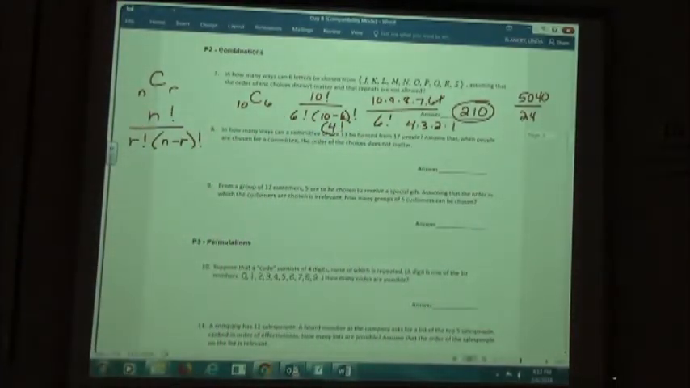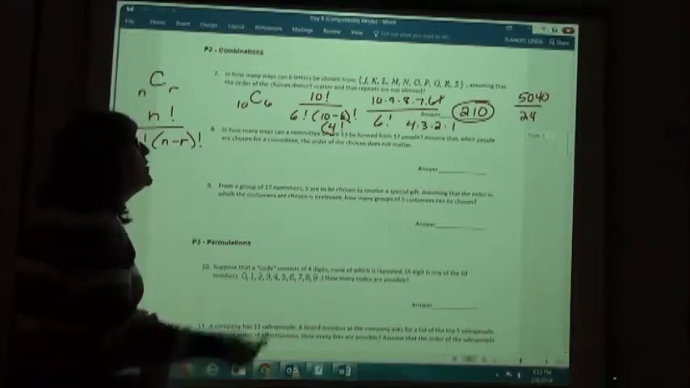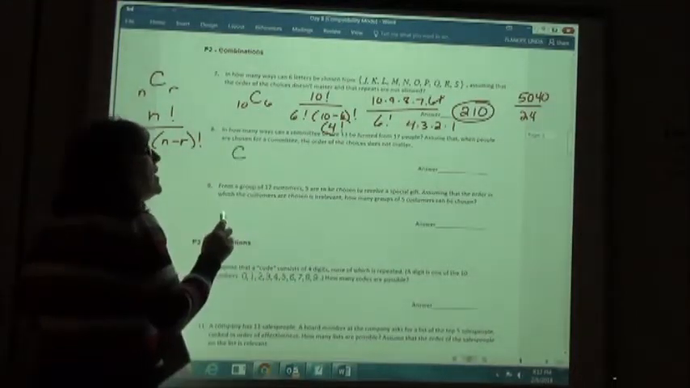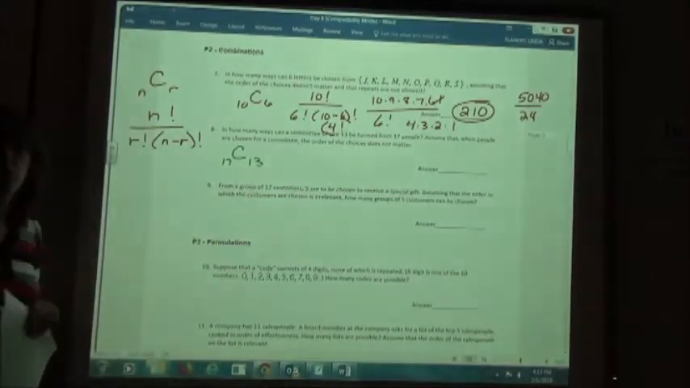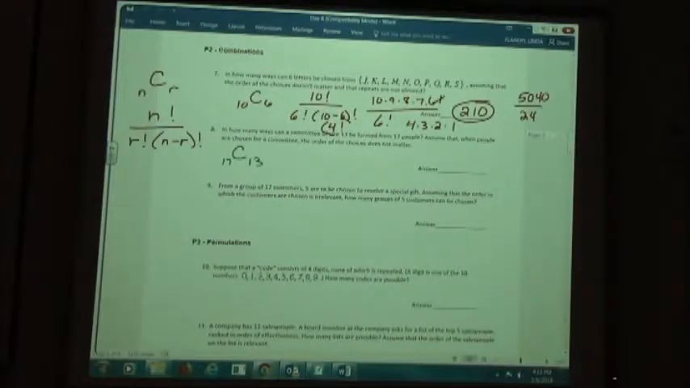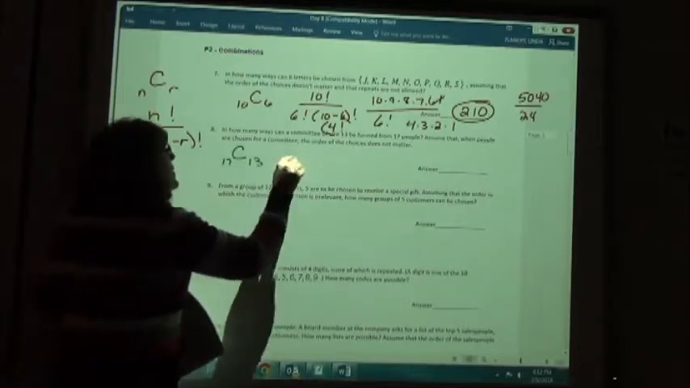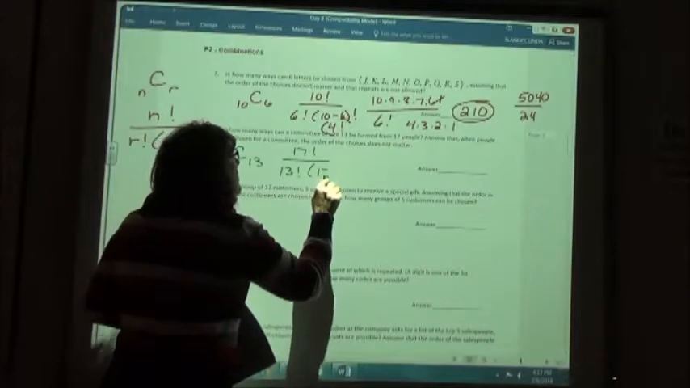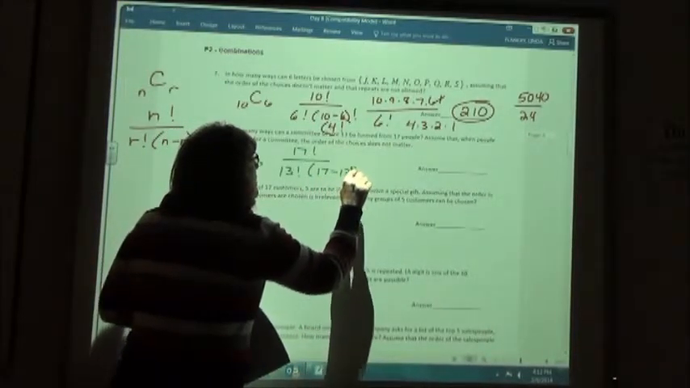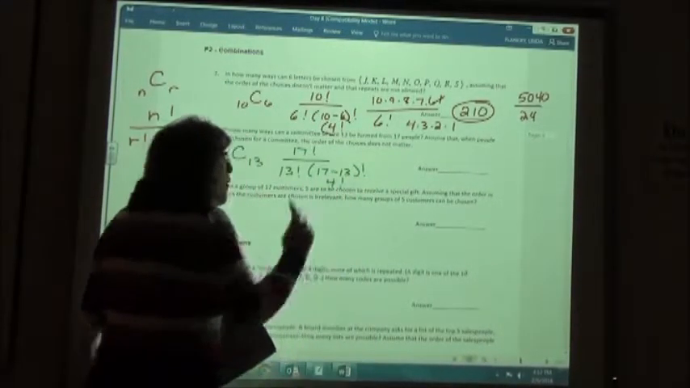So number 8, in how many ways can a committee of 13 be formed from 17 people? Assume that when people are chosen for my committee, the order does not matter. So if the order doesn't matter, I'm doing a combination. I have 17 total people. I'm going to choose 13 out of that 17. How many different ways can I do that? So 17 factorial over 13 factorial, and then I'm going to have 17 minus 13 factorial, which is 4 again, right?